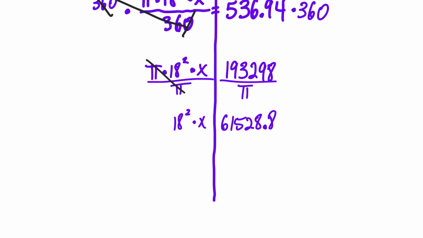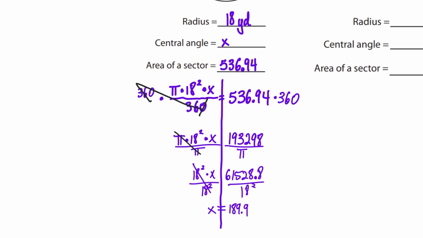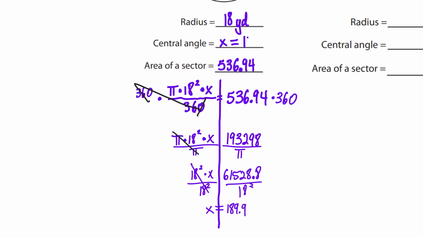Now we have one more step here to solve for x. You can divide by 18 squared. You get 189.903, or maybe different with yours. 189.9. Yep. So that angle is 189.9.